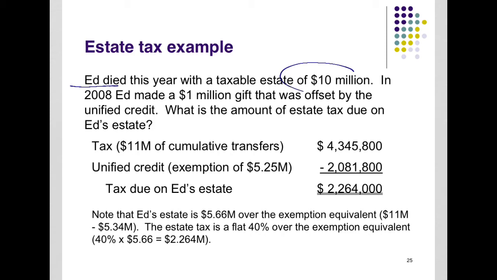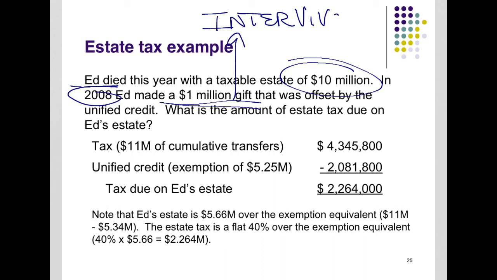Ed dies. He's got $10 million. During his lifetime, he made a $1 million gift while he was alive. So it was an inter vivos gift. I'm beginning to like that word. It's Latin meaning lifetime, within one's life. So at the end of his life, the $1 million gift was part of the lifetime exclusion, but now he dies in 2014, where the exclusion, we're going to find out, that year was 5.3.